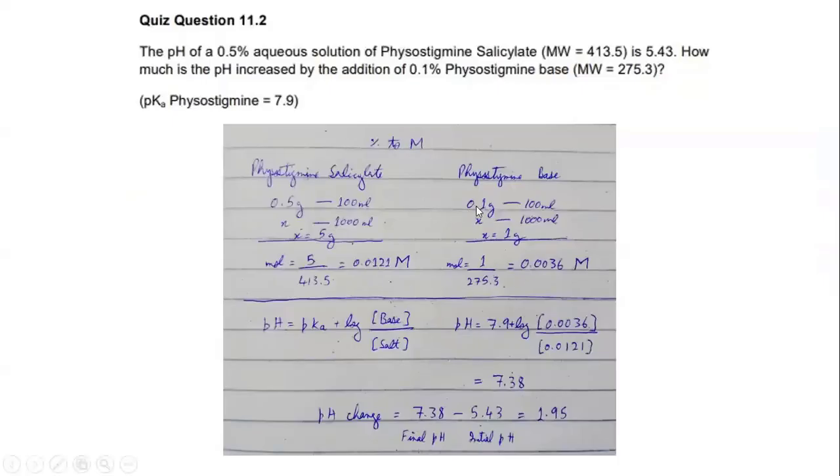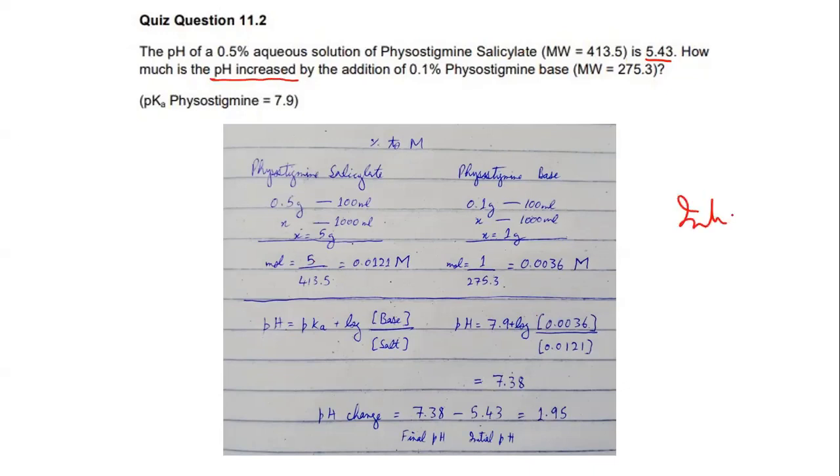Moving ahead. Now what I am telling you here is that sometimes they add some part in the question related to small conversion. For example, let's see: the pH of 0.5% aqueous solution of physostigmine salicylate is 5.43. This is the initial pH. How much is the pH increased by the addition of 0.1%? Also take this into account. If they ask how much the pH increased, we can also find this out.